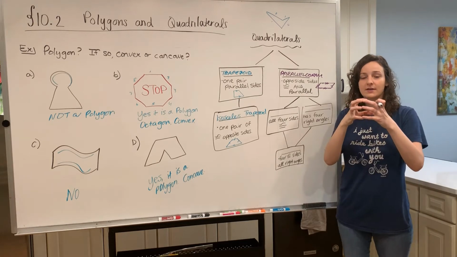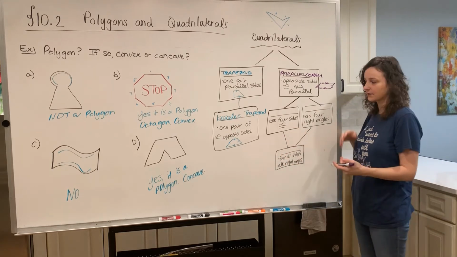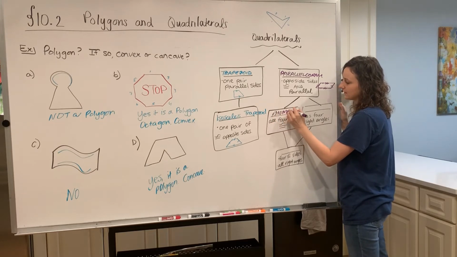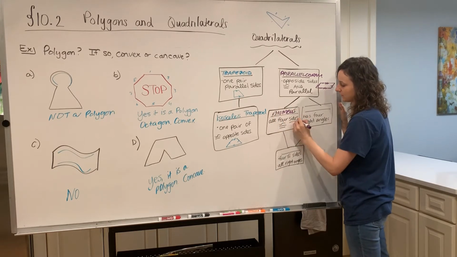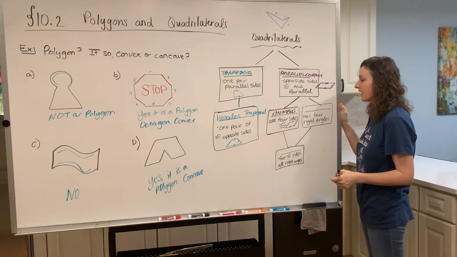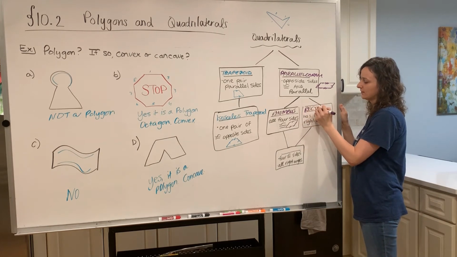Now a parallelogram can have two more restrictions. It could have all four sides that are congruent, in which case this would be a rhombus. So this would be a parallelogram where the top, left, right, bottom are all congruent. Okay. Or it could have four right angles, which would make it a rectangle.